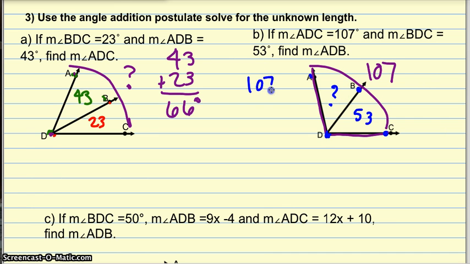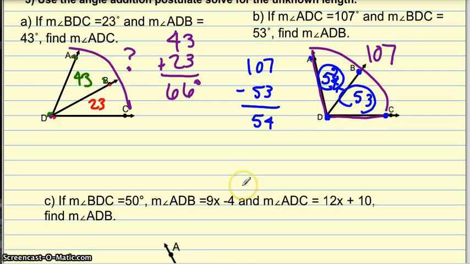So the angle addition postulate says a part plus a part is the whole, but since I know the whole, I can subtract the part from it. So it ends up giving me 54. So the 54 plus the 53 equals the 107. One more.